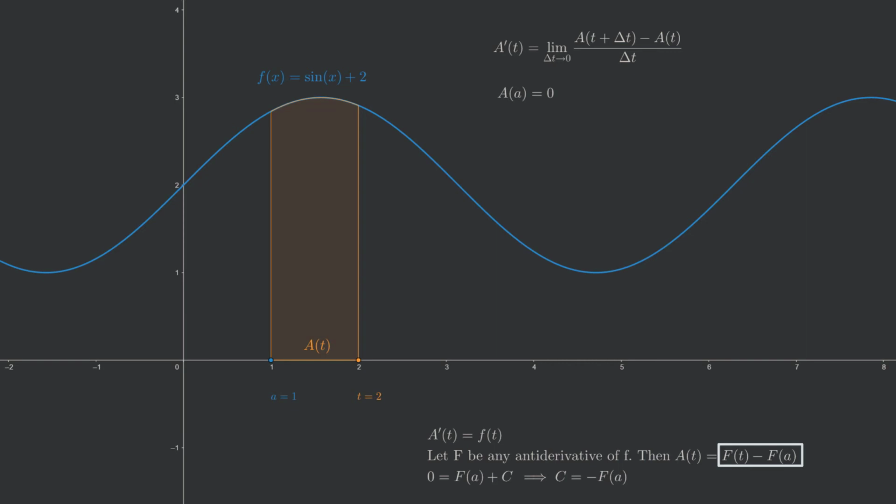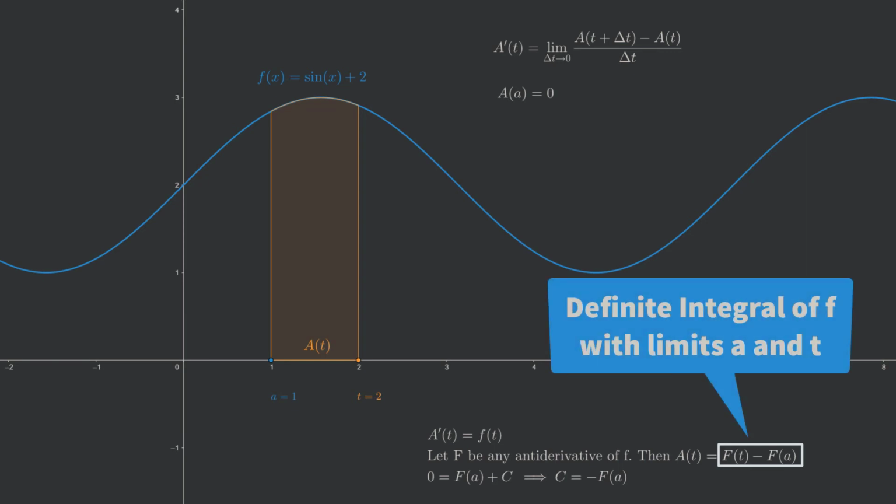It is called the definite integral of f with a lower limit a and the upper limit t. And the interpretation of it is exactly the orange area. That means the area under the curve of f ranging from a to t. So let's define that properly.